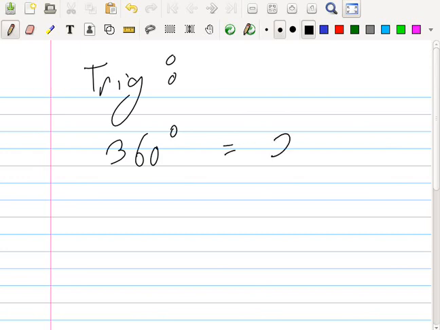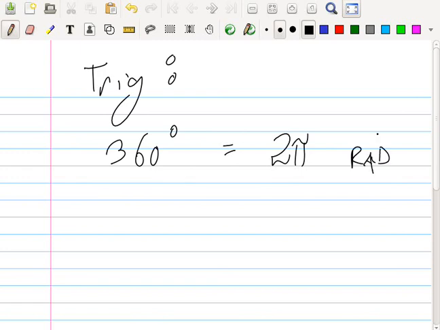One is using degrees. Yes? And the other one, does anyone know? Is radians. Now, when it comes to degrees, how much makes up one circle? 360 degrees. And when it comes to radians? 2 pi. 2 pi radians.